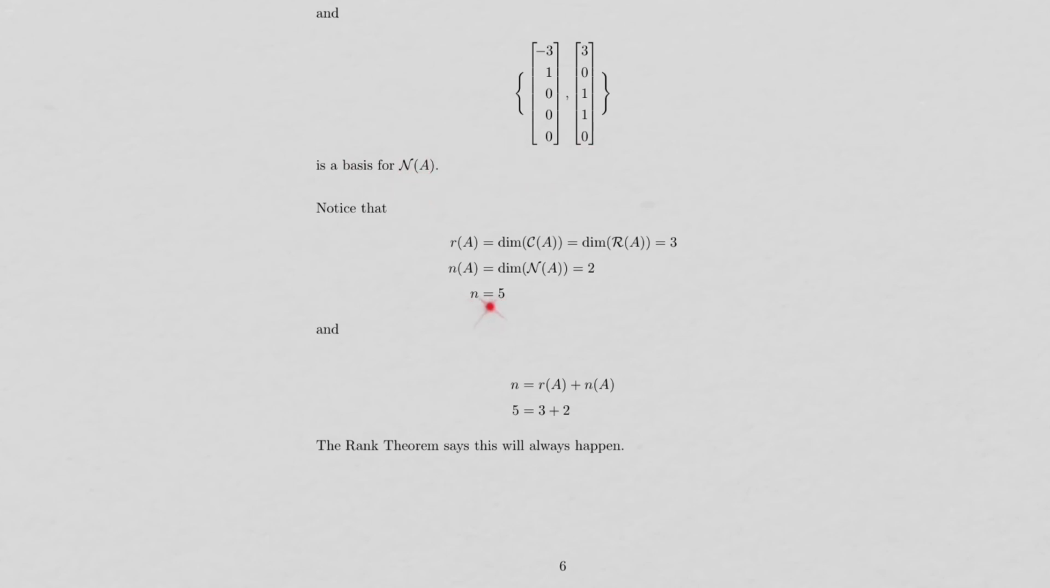And there are 5 columns, and what do you know? 3 plus 2 is 5. The rank plus the nullity is equal to the number of columns, which we can see here. And the rank theorem says that this will always happen.